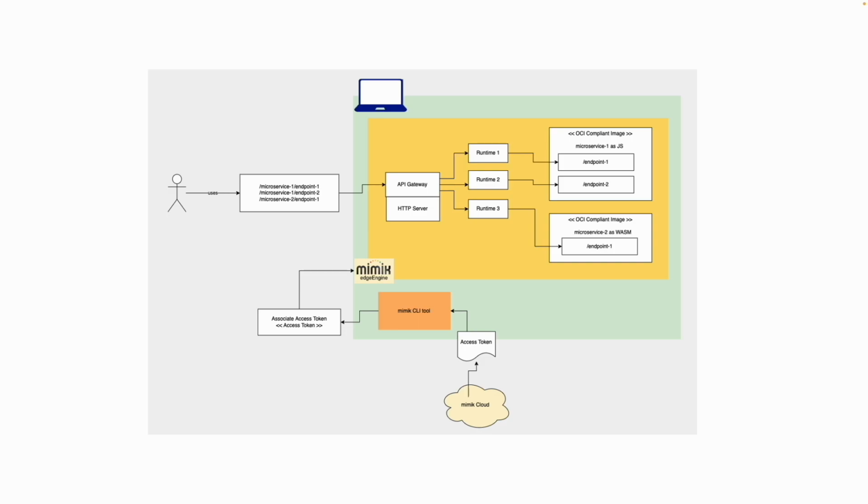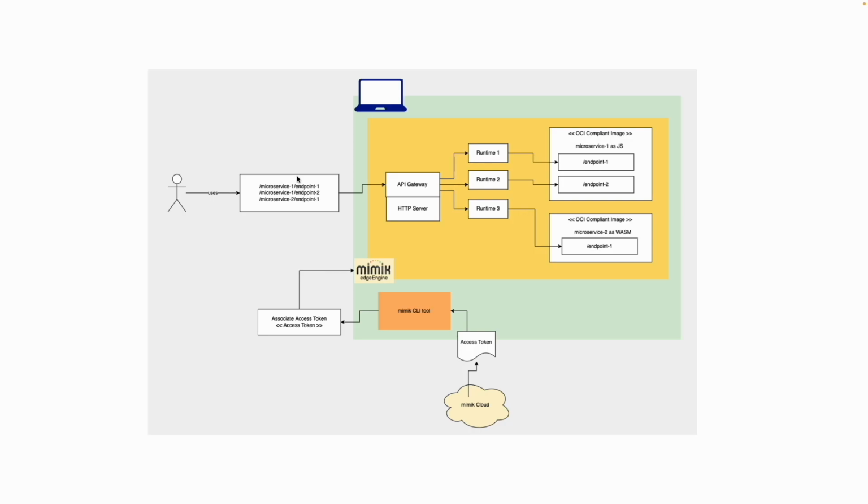The most important thing to understand about microservices running under edgeEngine is that they run in a serverless manner. So how does that happen? Well, you're going to install both the mimik CLI tool and the mimik edgeEngine on your local machine. And mimik edgeEngine has a number of components. The most important component is the API gateway, which is also bound to a single HTTP server that's controlled by the edgeEngine runtime.